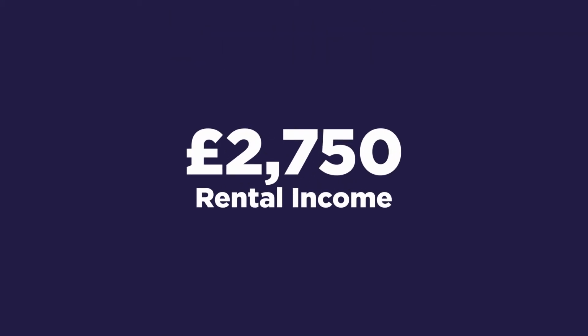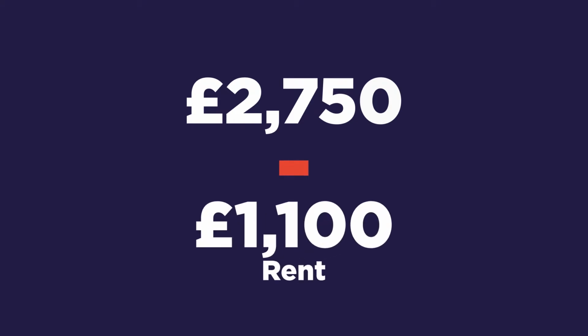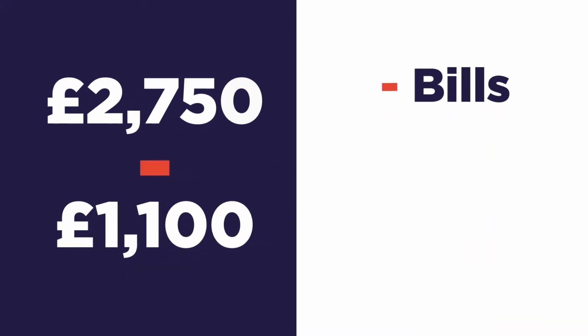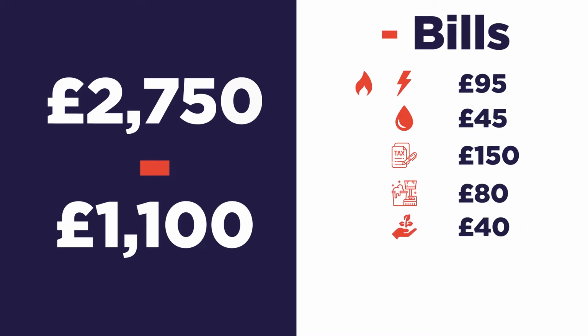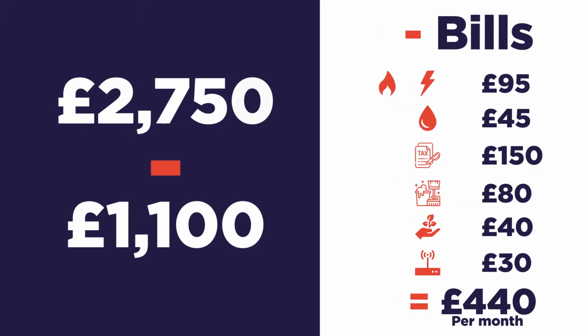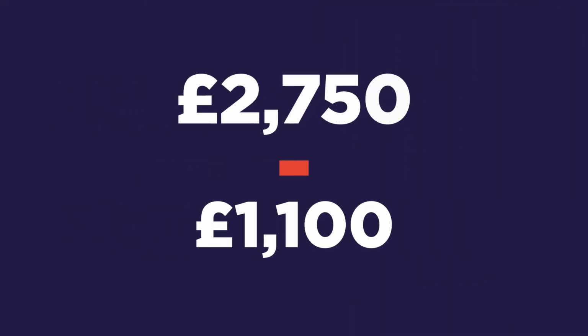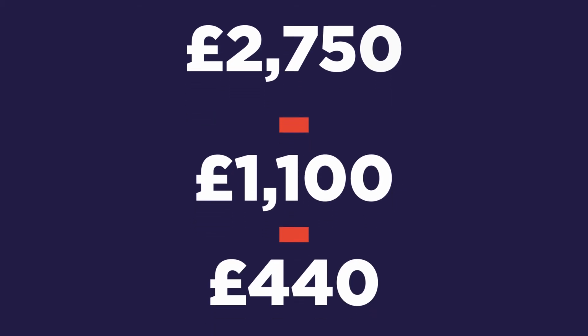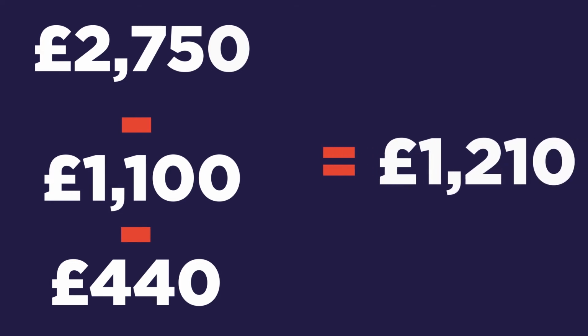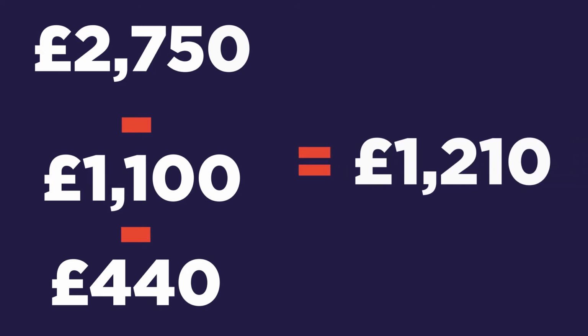£2,750 rental income, minus £1,100 rent, minus bills, which breaks down to gas and electric £95, water £45, council tax £150, cleaner £80, gardener £40, broadband £30, which totals £440 per month. So, £2,750 minus £1,100 minus £440 equals a monthly profit of £1,210 if occupancy is 100%.